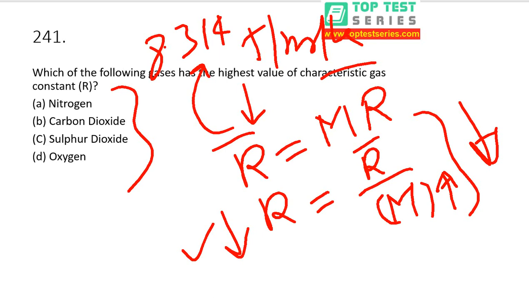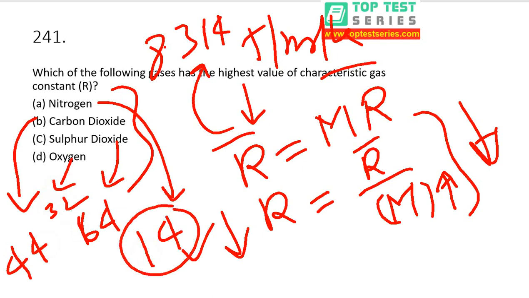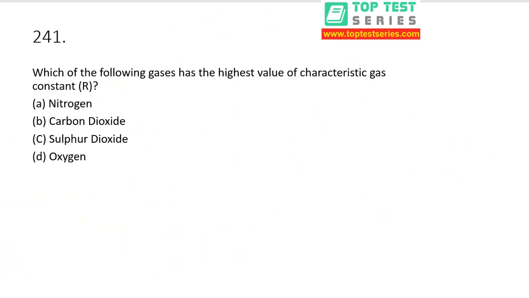Now in nitrogen, what is the value of molecular weight? 14. Carbon dioxide 32 plus 12, 44. Sulfur dioxide 32 plus 32, 64, and oxygen 32. That means nitrogen has the least molecular weight among all the four options given. So the answer for this question will be what? Option A is the correct answer for this question.